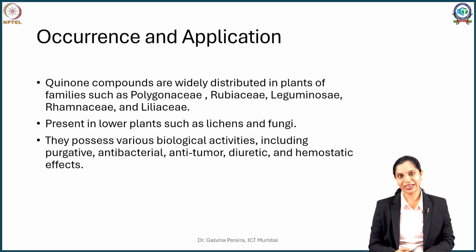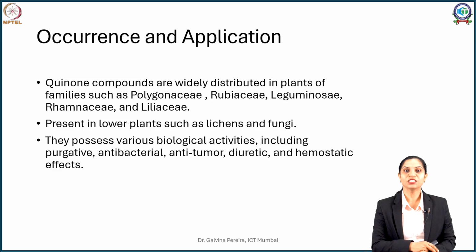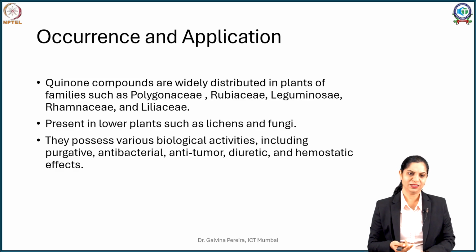If you recollect, in the previous sessions when we studied glycosides, we studied compounds such as senosides and aloin. Those are anthraquinone derivatives. Senosides belong to the family Leguminosae, whereas aloin belongs to the aloe vera plant belonging to the family Liliaceae. Now apart from the plants, they are also found in lower plants like lichens or fungi.